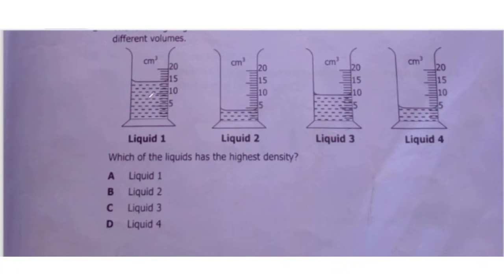Now, as you can see, the mass is the same. All of them, the mass is the same. So that means the heaviness of these is just the same. Now, if the heaviness is the same, which one has the higher density? Density is the amount of substance in an object, per unit volume. So we can say this one has less density.